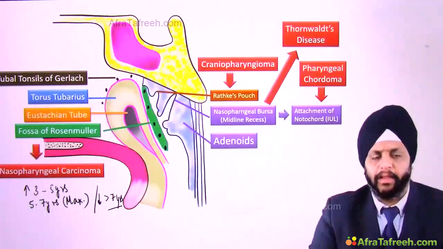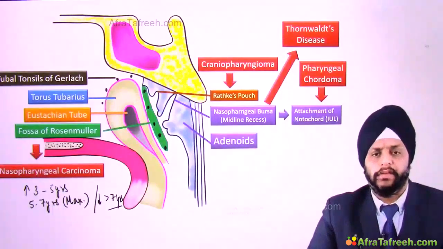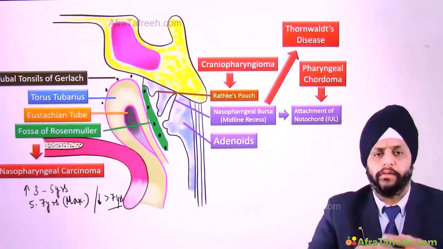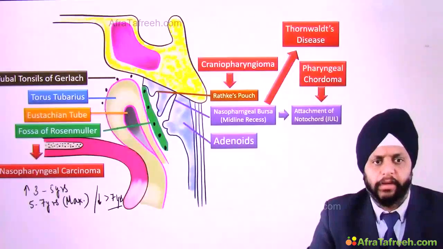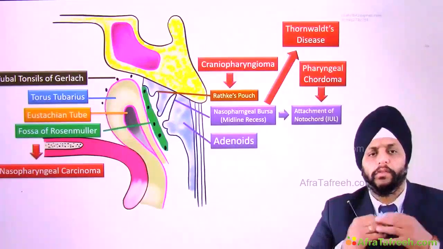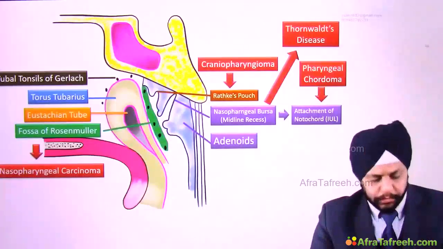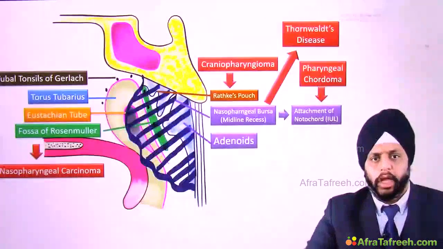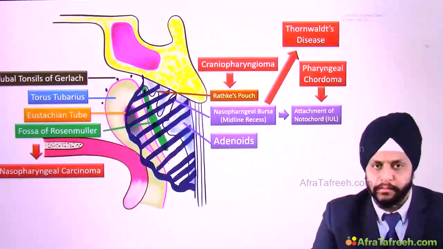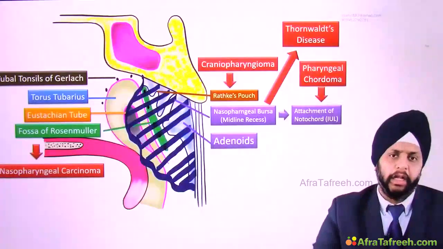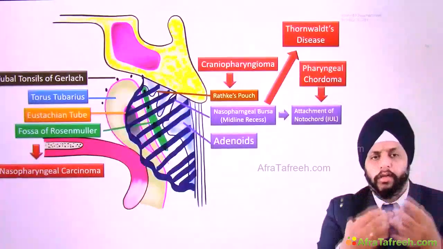You see, when there is a physiological growth, these adenoids do not cause any problem to the patient. But sometimes these adenoids grow much more than the physiological growth. So they grow and they can block the whole nasopharynx. As I have shown over here, they have blocked the whole nasopharynx.